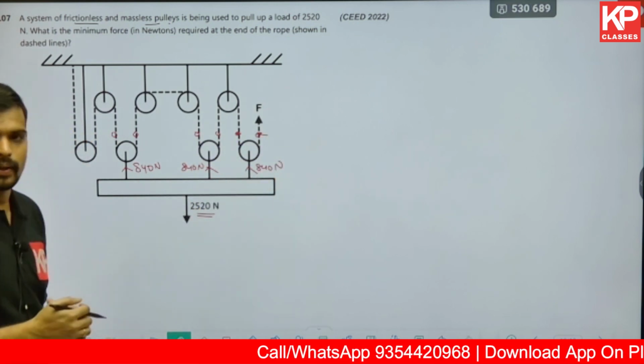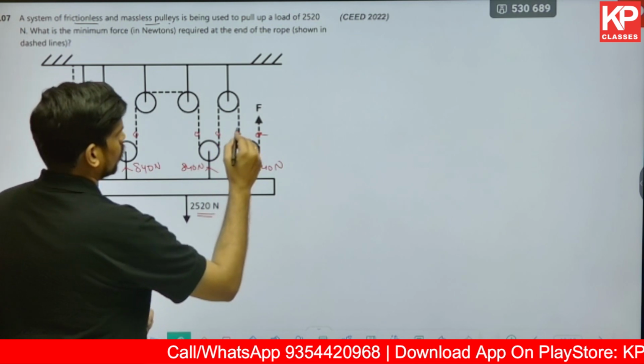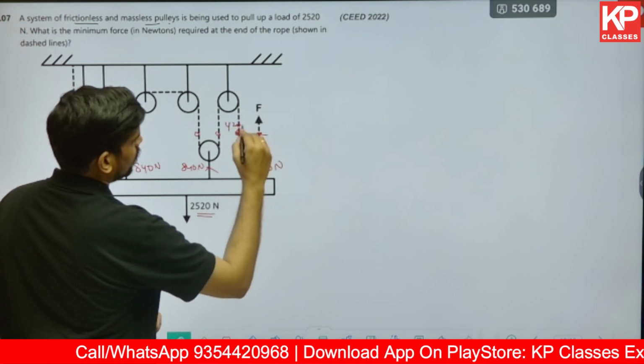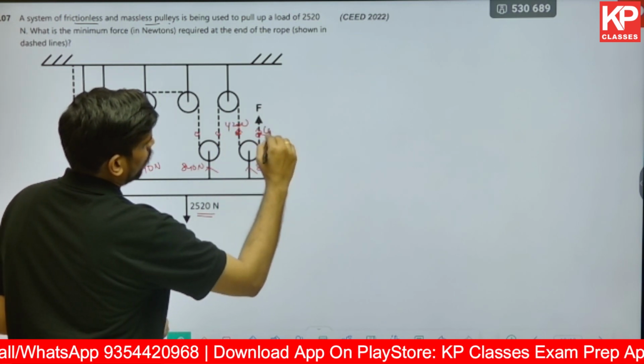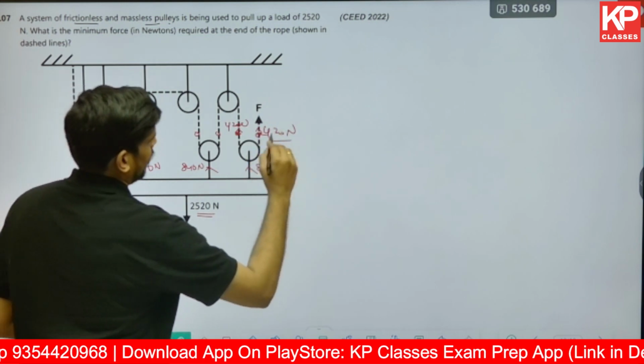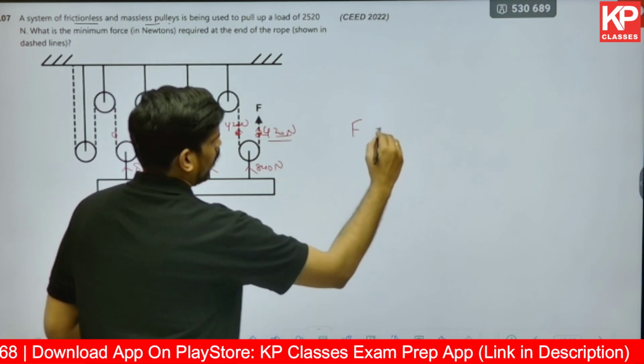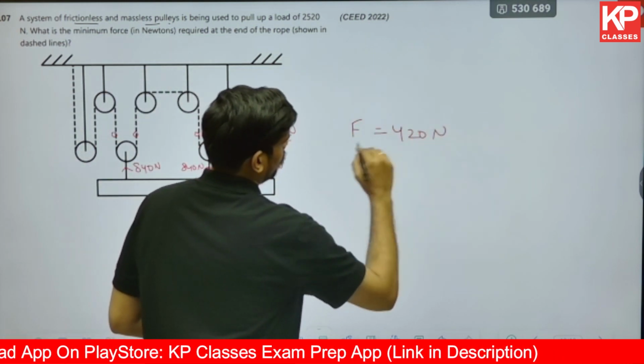So 840 divided by 2 would be 420. So this over here will be 420 newtons. This over here will be 420 newtons. So how much force are you applying? You're applying a force of 420 newtons.